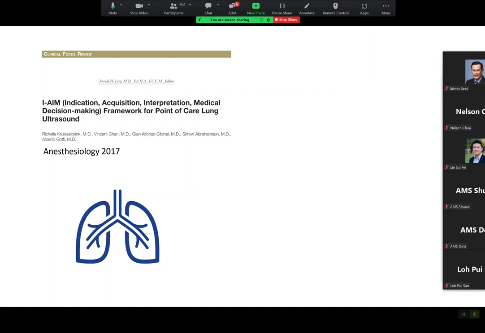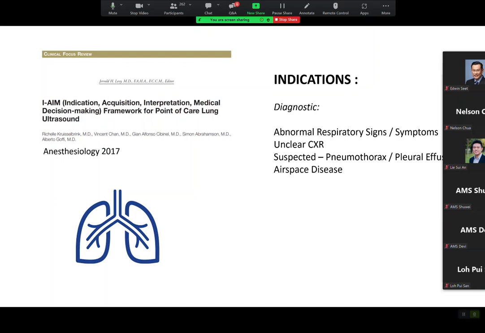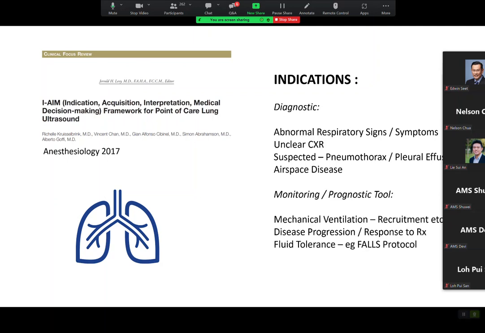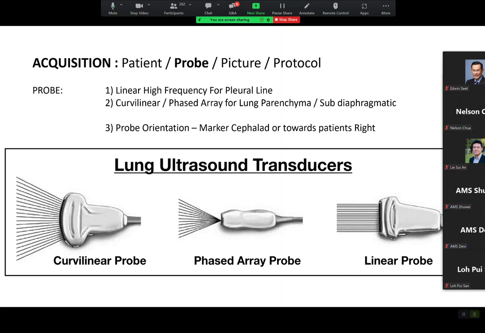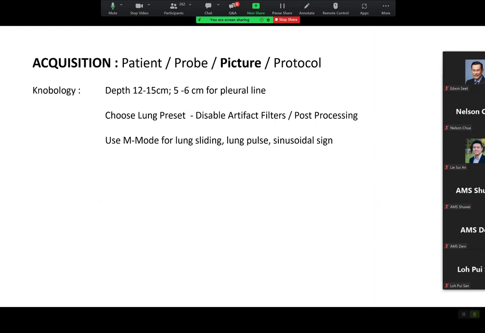So looking at lung ultrasound, again, you can use the IAM framework. So lung ultrasound is quite interesting as the lung is an air-filled structure, and most of the signs in lung ultrasound are dependent on artifact generation. So you can use either a low frequency probe or high frequency probe for lung ultrasound. The low frequency probe is better for scanning the deeper lung parenchyma, whereas the linear probe is better for the pleural line.